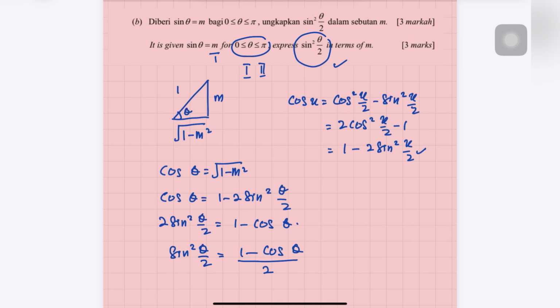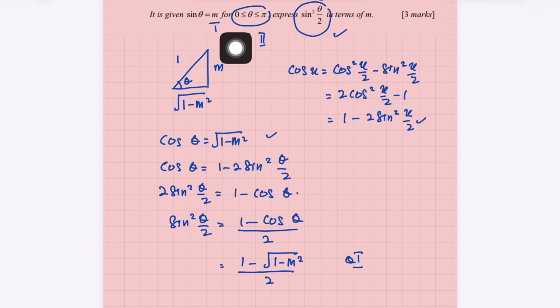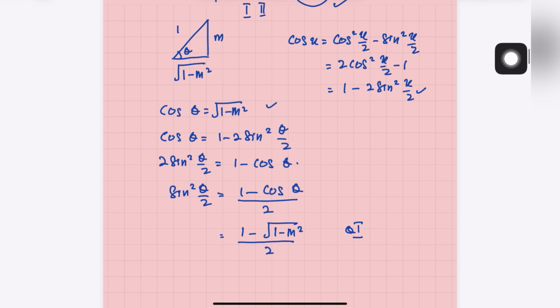Okay, so kita masukkan tadi yang ni. Tapi dekat sini cos ada dua, satu positif, satu negatif. Okay, so kita masukkan yang positif dulu. 1 minus cos is 1 minus square root of 1 minus M squared, over 2. Okay, ini untuk kuadran 1, sebab cos dia positif. Tapi just now dia kata in quadrant 1 and quadrant 2. In quadrant 2 cos negatif pun ada.